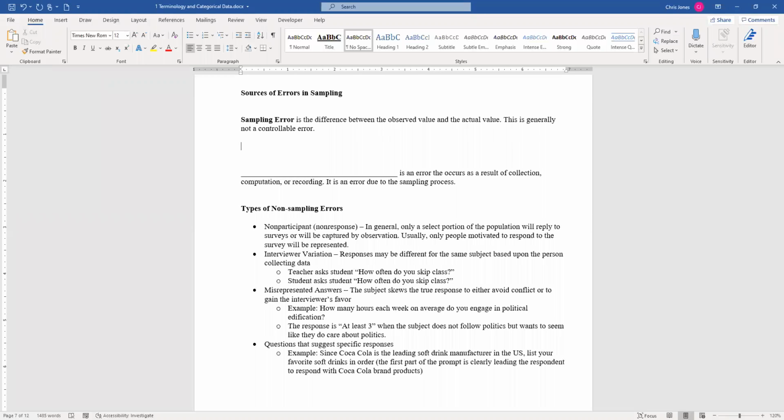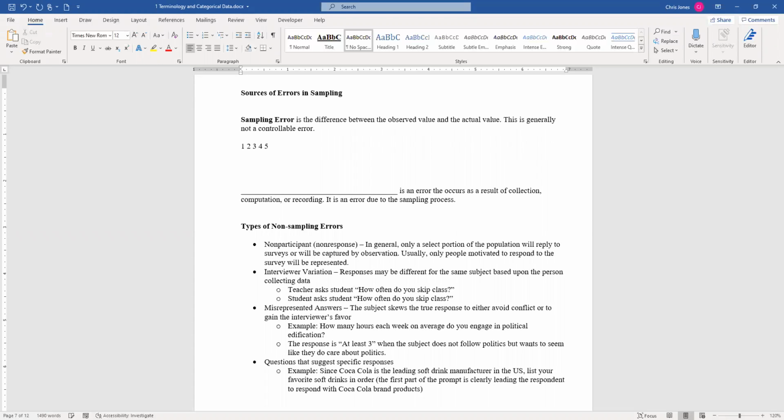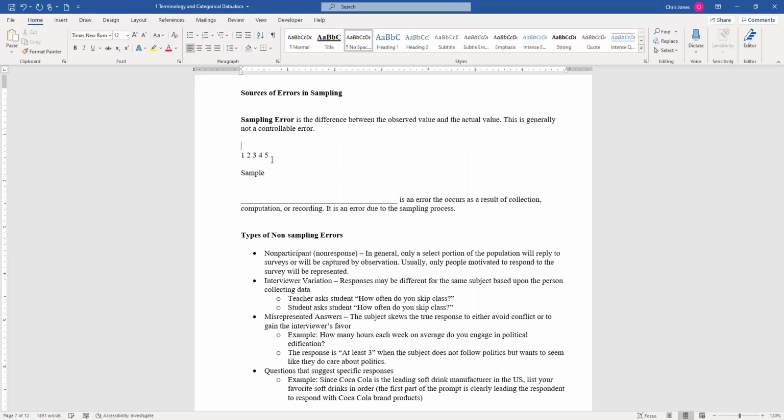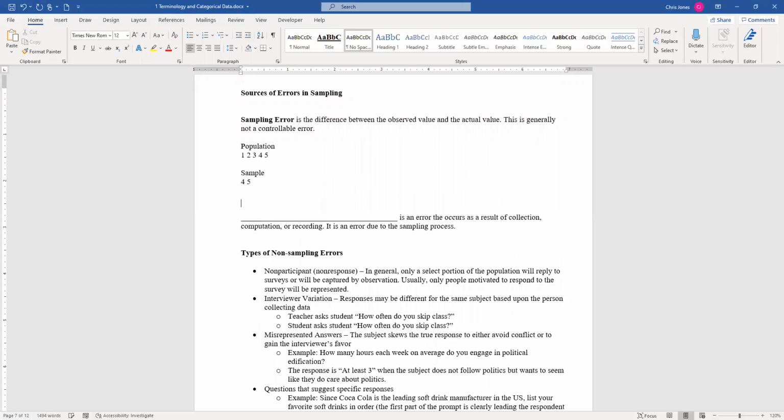Now, let me give you a basic example of this. Let's say for some reason, I take 5 numbers: 1, 2, 3, 4, 5. And let's say I'm going to use a cluster sample, and I'm going to group 4 and 5, I'm going to cluster 4 and 5. So this is my population. And maybe my sample might be 4 and 5 from that, right?